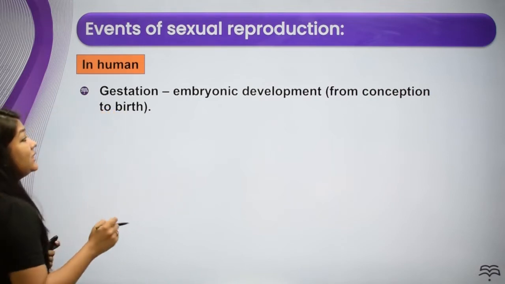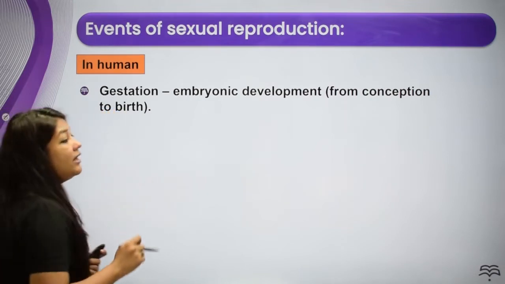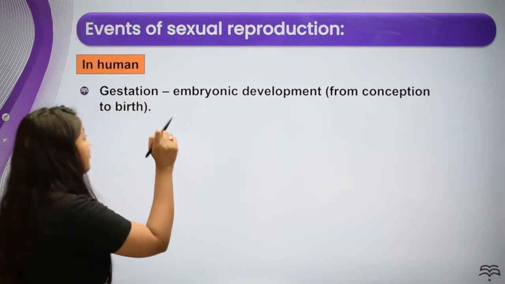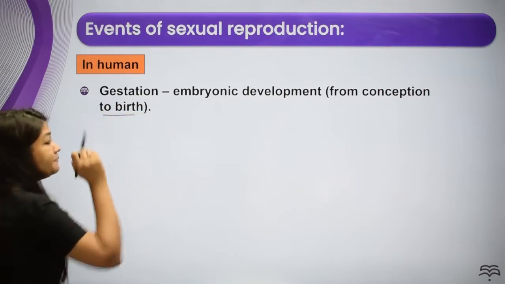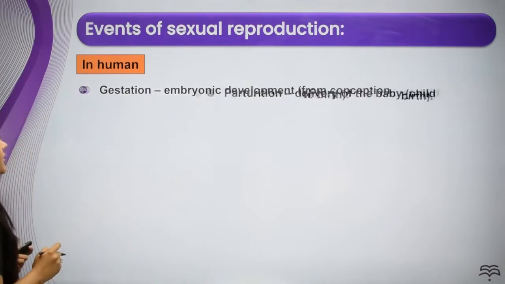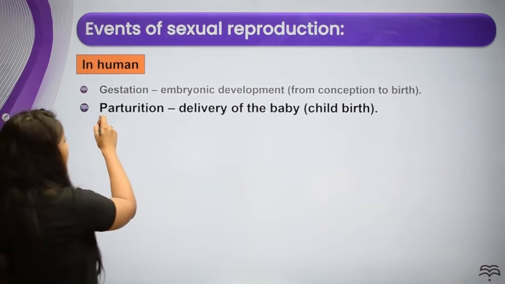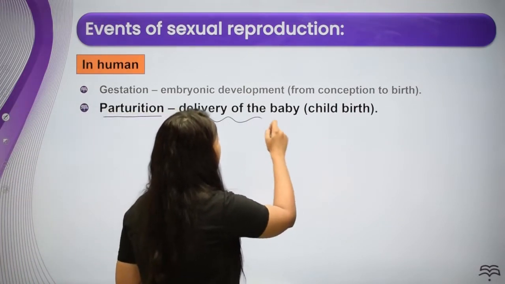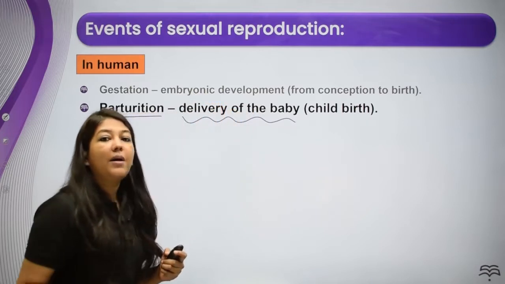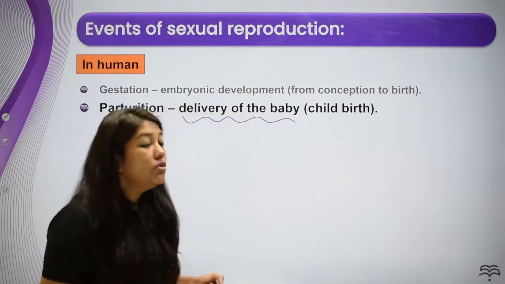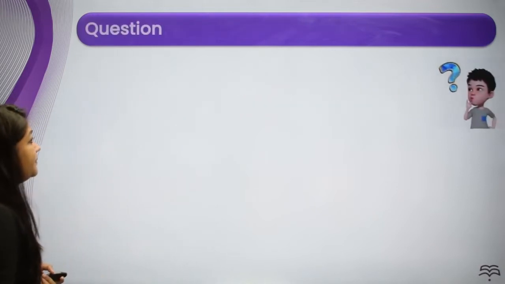Now next is gestation, embryonic development. What is gestation? The period of embryonic development from conception to the birth. All right, so these are the major events. And the last part is parturition. What is parturition? Delivery of the baby, right? Once the development of the baby is complete, what is going to happen? The baby is going to come out, right?